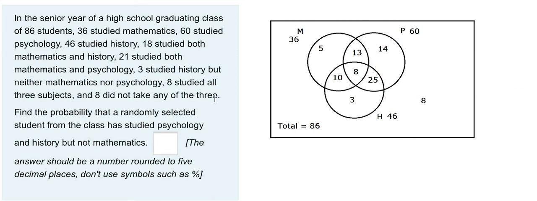Now the question they ask, we need to find the probability that a randomly selected student from the class has studied psychology and history but not mathematics. So we have psychology and mathematics, psychology and history but not study about mathematics, so that should be about 25.